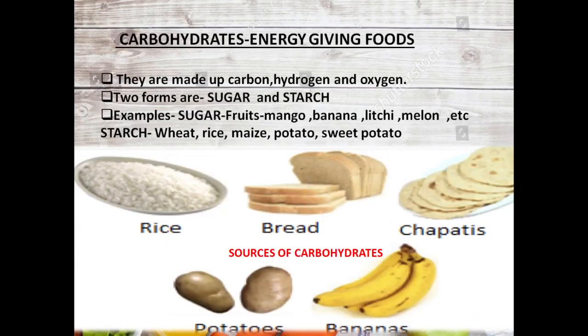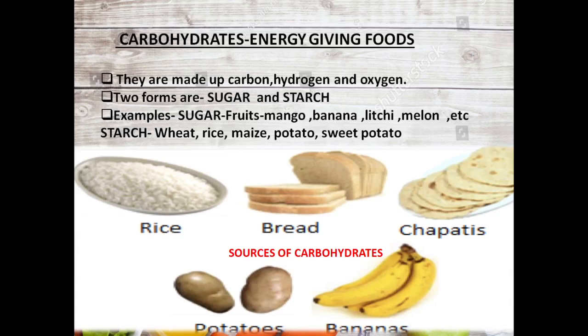Let's discuss the first nutrient in detail, which is carbohydrates, also called the energy giving compound. They are made up of carbon, hydrogen and oxygen, and carbohydrates exist in two forms. One is called sugar and the other is called starch. I have shown in my activity in my kitchen some food items which are rich in sugar, and some food items which are rich in starch.